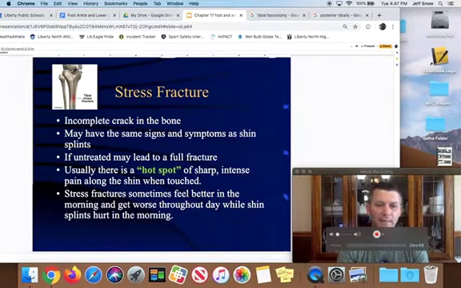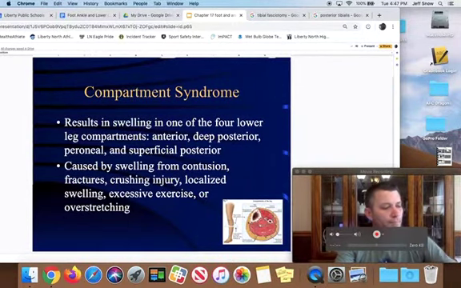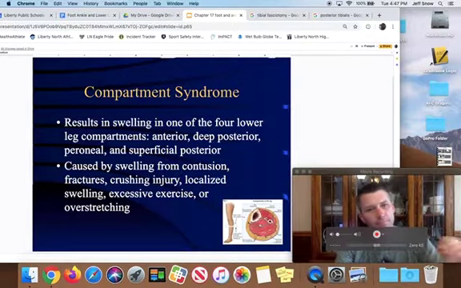Okay? Stress fractures can sometimes feel better in the morning because we've obviously been non-weight bearing, or sometimes shin splints can hurt in the morning.